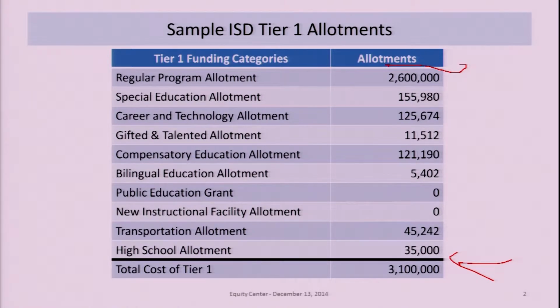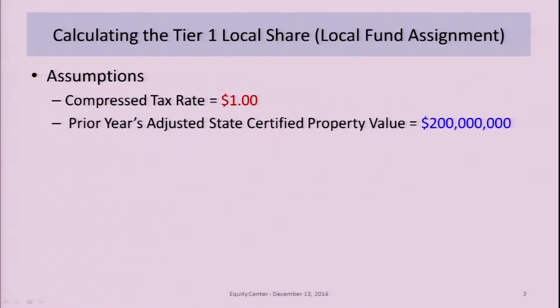Now, school people aren't going to think about this as being the Tier 1 cost. It's a Tier 1 cost to the state, and it's the cost of providing Tier 1, but they're going to think about our Tier 1 funding. The sum of their allotments is our Tier 1 funding level. But in this illustration, you see we have $3,100,000.